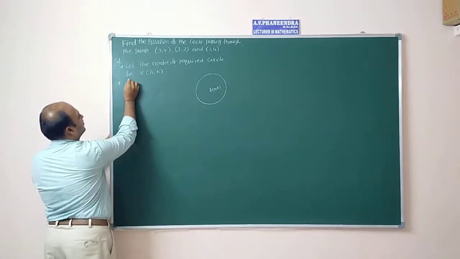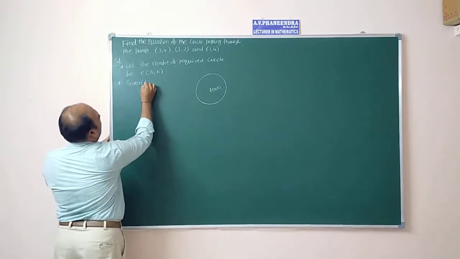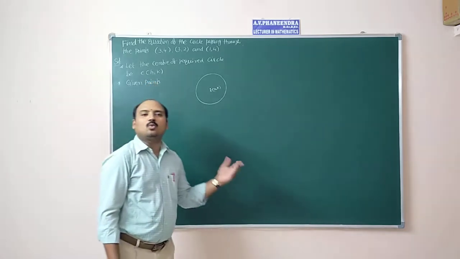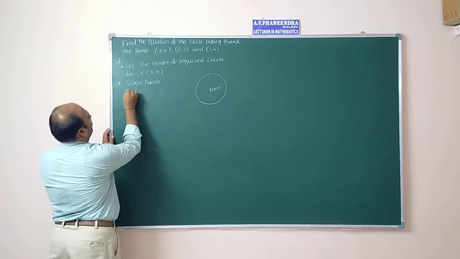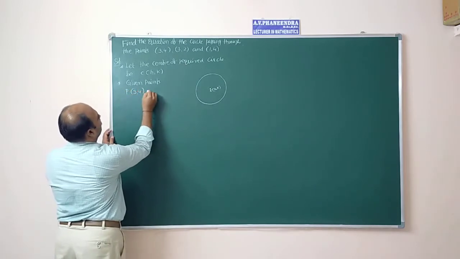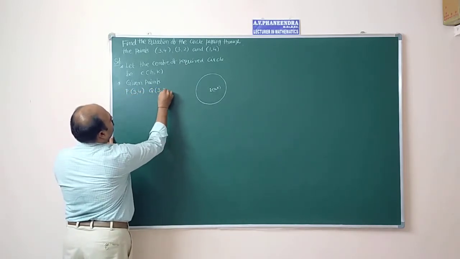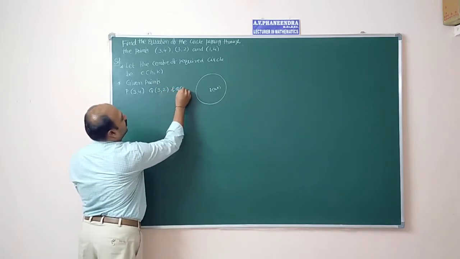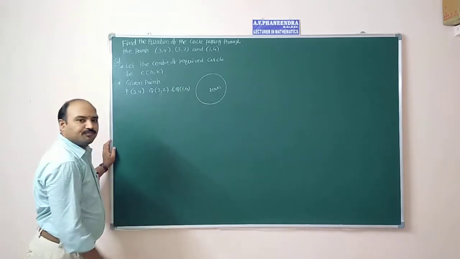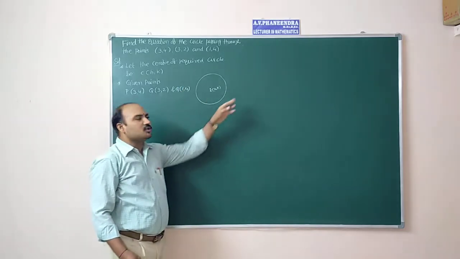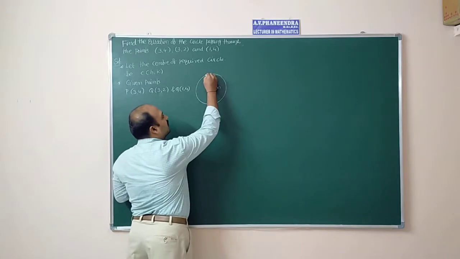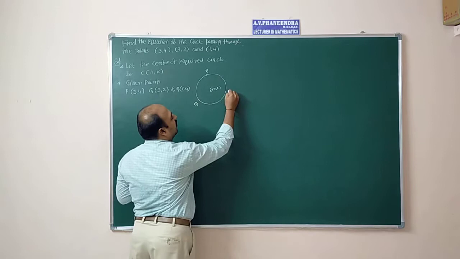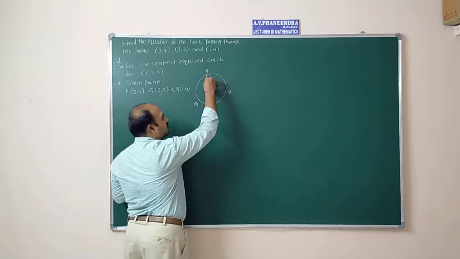Next, given points, you can assume that P, Q, R. P of 3 comma 4, Q of 3 comma 2, and R of 1 comma 4. These 3 are passing through the circle. So here I am taking P, here I am taking Q, here I am taking R. Join like this.